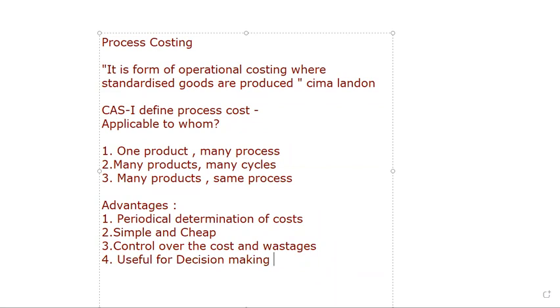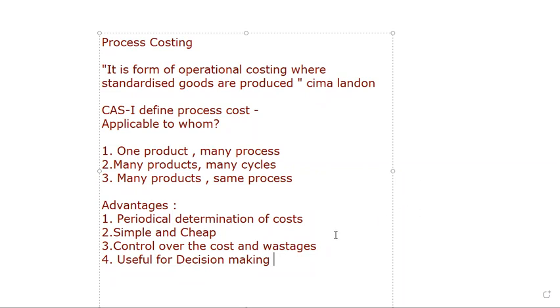So what are the advantages of process costing? Periodical determination of cost is possible through process costing. It's really very simple and cheap. It gives control over the cost and wastages, and it is useful for decision making. Now, the disadvantages: the detailed analysis is not there. Process costing gives only the historical cost, which is not useful for forecasting the future trend. The present cost it shows is not useful for estimates or forecasts.